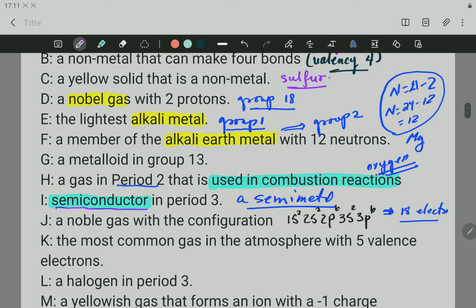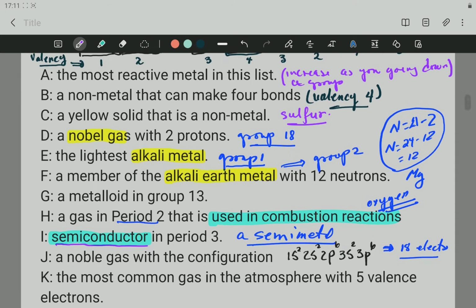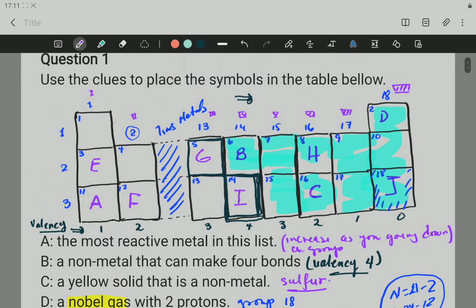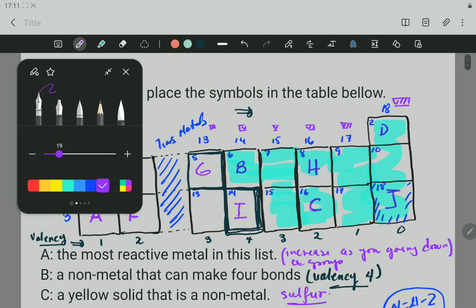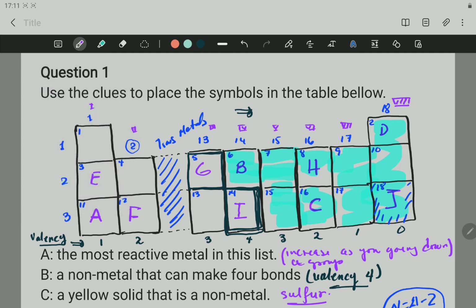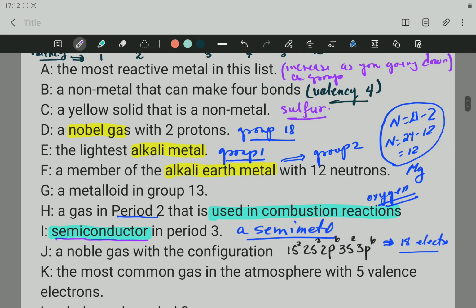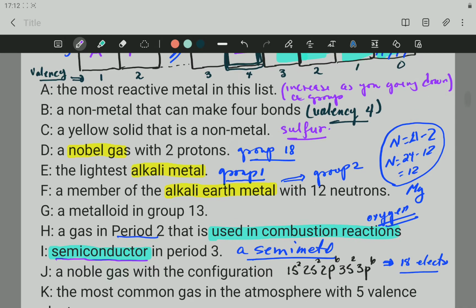K, the most common gas in the atmosphere with 5 valence. Now, for the valence electron, you are going to use the Roman number. So all the elements in group 1 will have 1 valence. In group 2, 2 valence, and so on, using the Roman number. We are looking for an element that has 5 valence electrons.